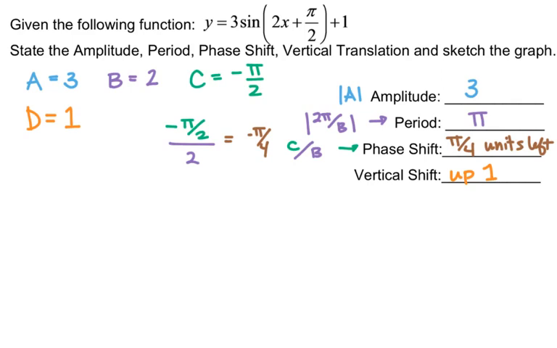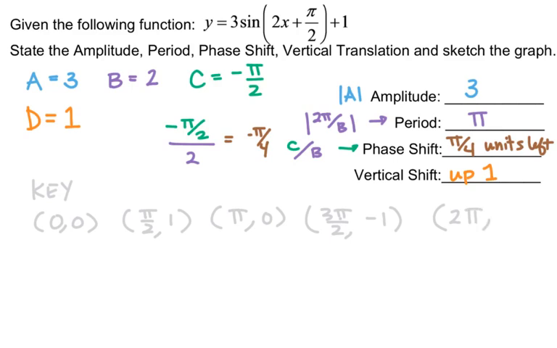So we have key points for a sine function. We know our 5 key points, right? I'm going to list them horizontally here. We have (0, 0), (pi over 2, 1), (pi, 0), (3 pi over 2, negative 1), and then (2 pi, 0).